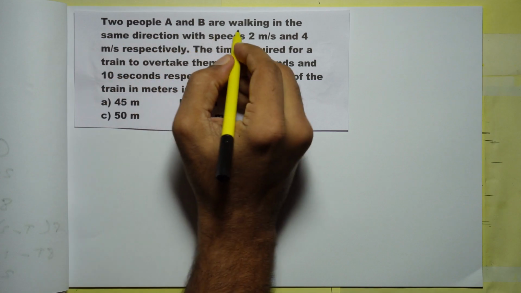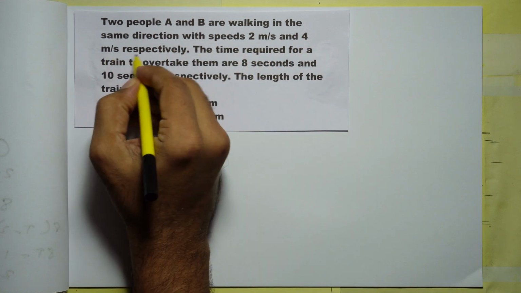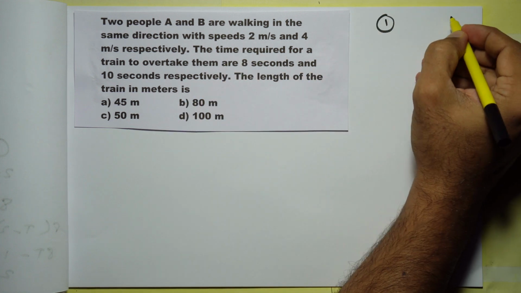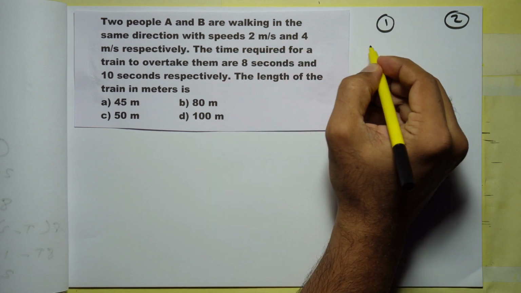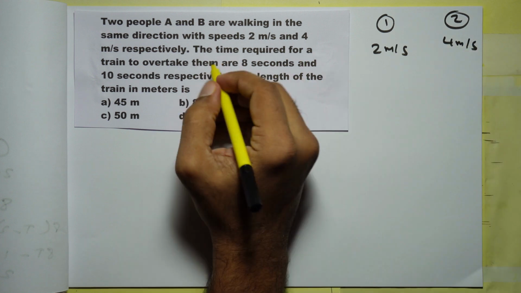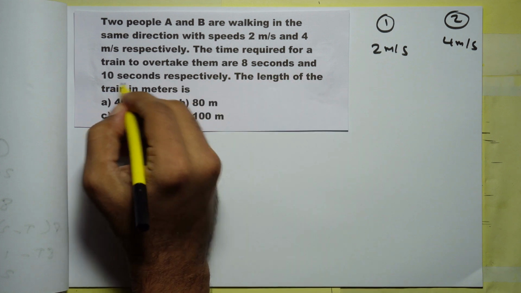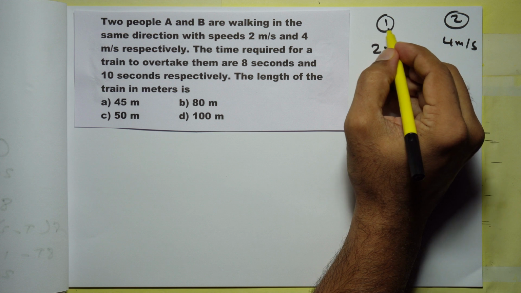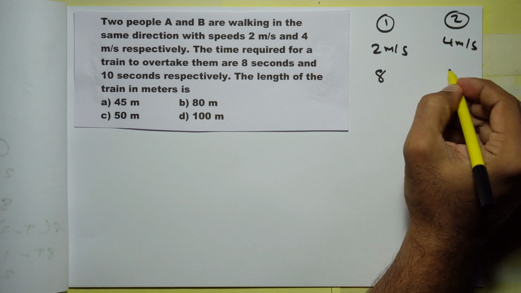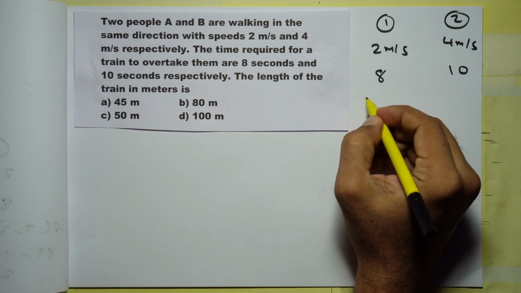Two people, A and B, are walking in the same direction with speeds 2 meters per second and 4 meters per second respectively. So we'll just mark all the data here. Two people are there. I'll just mark it as 1 and 2, and their speeds are 2 meters per second and 4 meters per second. The time required for a train to overtake them are 8 seconds and 10 seconds respectively. So a train can overtake this person in 8 seconds, and the same train can overtake this person in 10 seconds. The length of the train, that is what we need to find out.